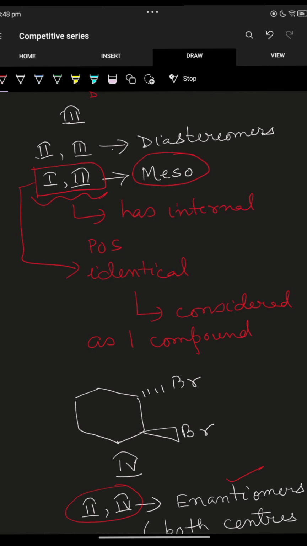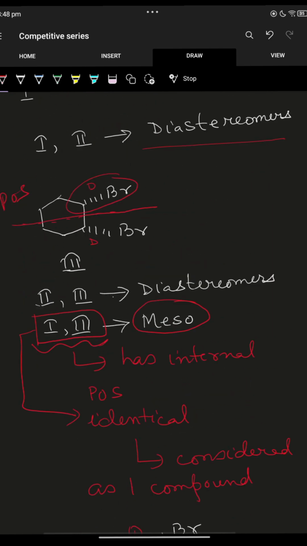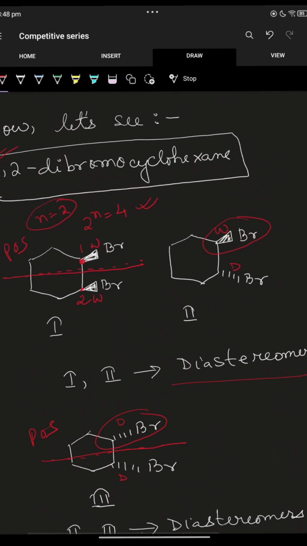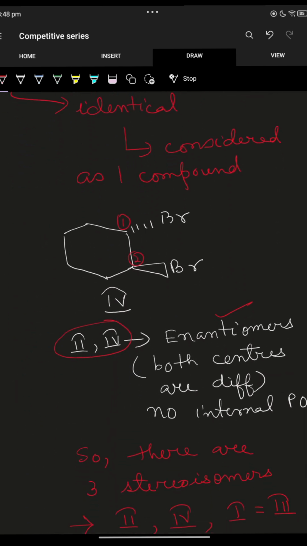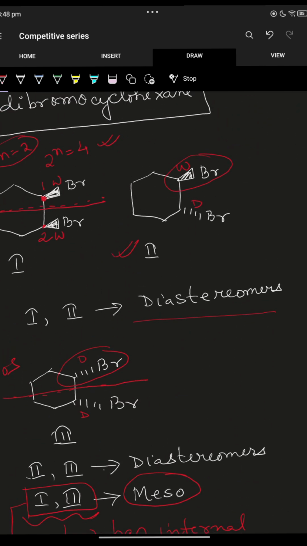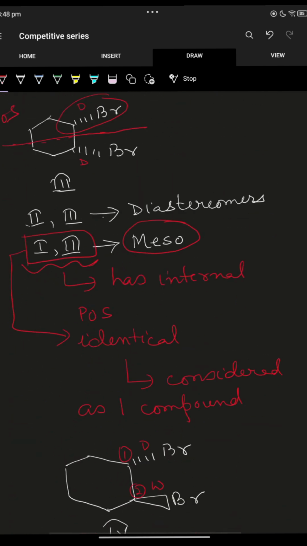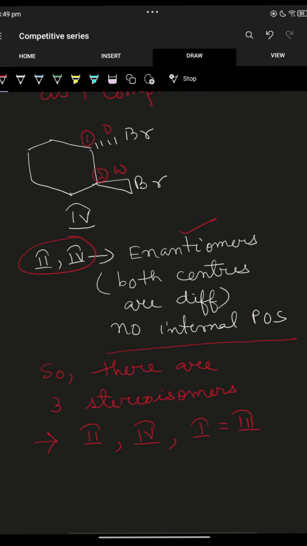What about the fourth one? For the fourth one, you can keep carbon number 1 as dash and carbon number 2 as wedge. See, we don't have such a structure yet, so just altering this structure, we get dash here and wedge here. What is the relation between 2 and 4? In 2, carbon number 1 was wedge and carbon number 2 with Br was dash. In 4, we are seeing dash and wedge. Both are changing, so it is an enantiomer. There is no internal plane of symmetry.